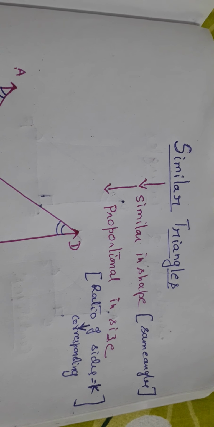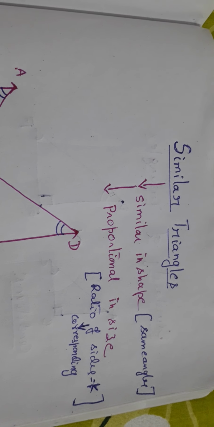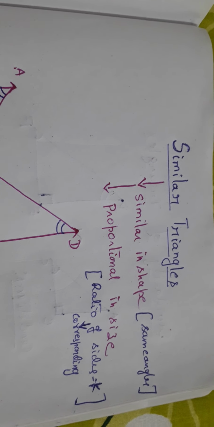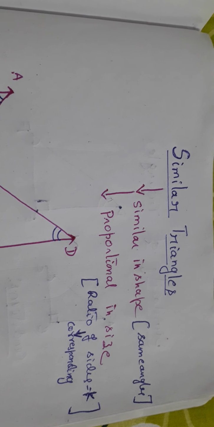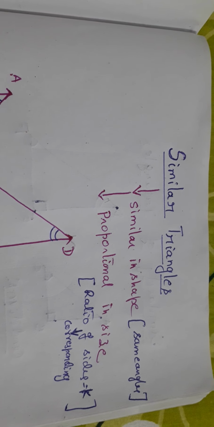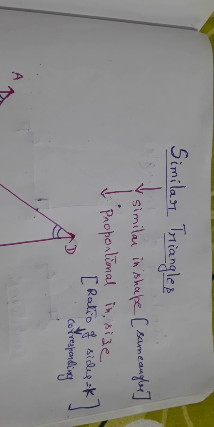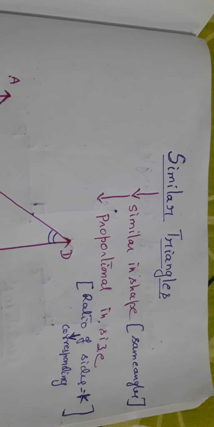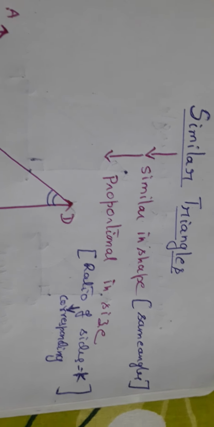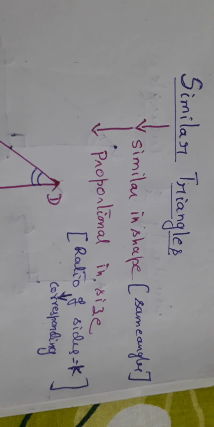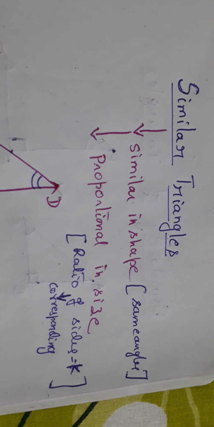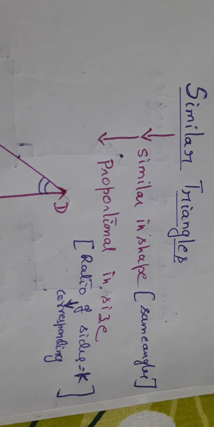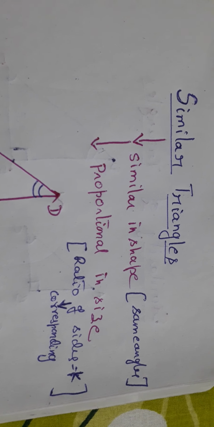What do you mean by shape should be same? That means corresponding angles of both the triangles must be same. That is important because shape of the triangle is decided by the angles. So when we say same shape or similar shape, it means same angles. Two triangles have same angles means corresponding angles must be same.